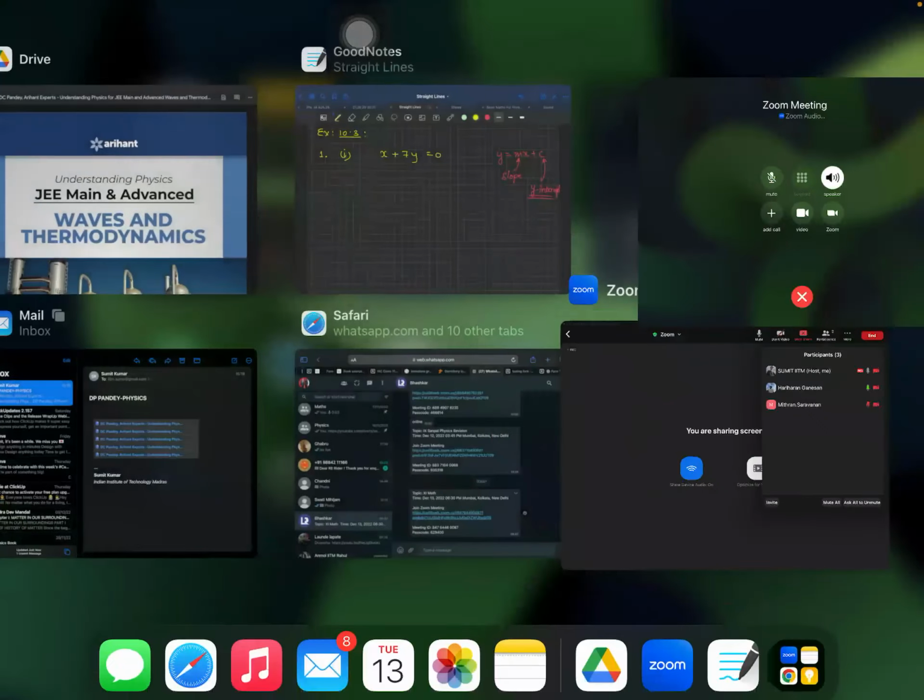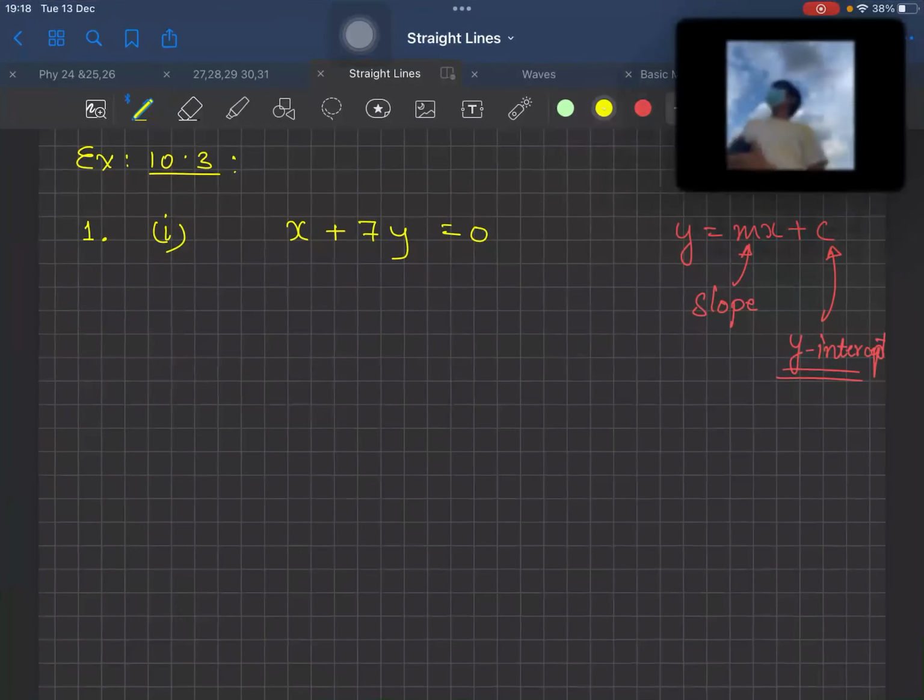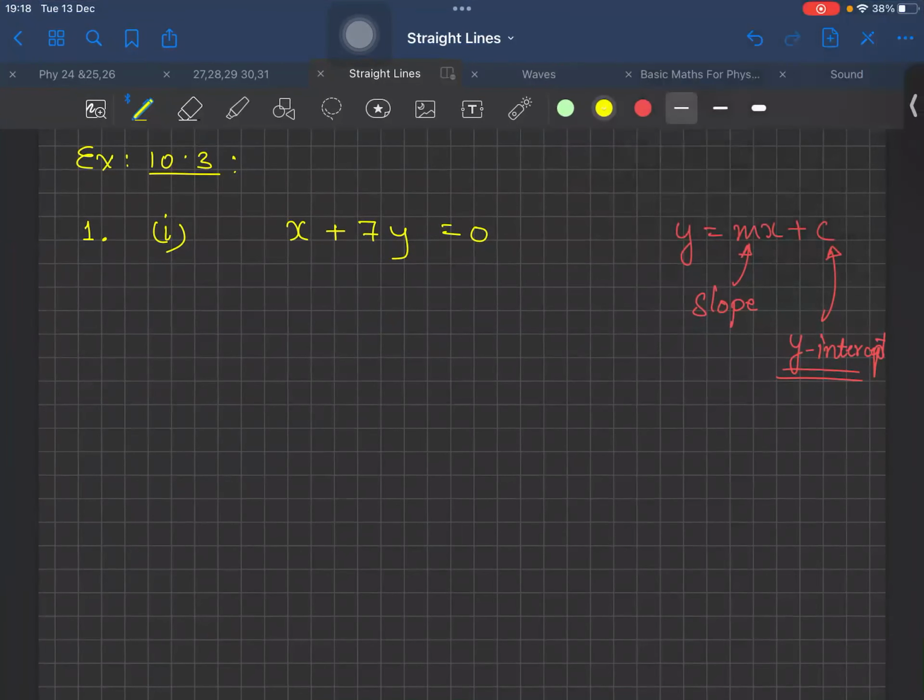Slope is minus 1/7, sir. Slope is minus 1. Okay. So first what we'll do, we'll write in this form: y is equal to mx plus c. So you can write 7y is equal to minus x. y will be equal to minus 1 upon 7 x plus 0, right?